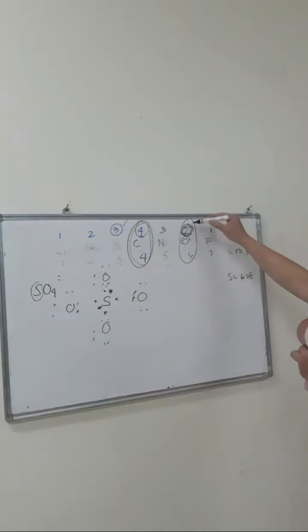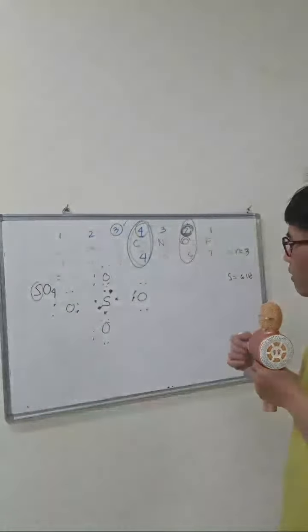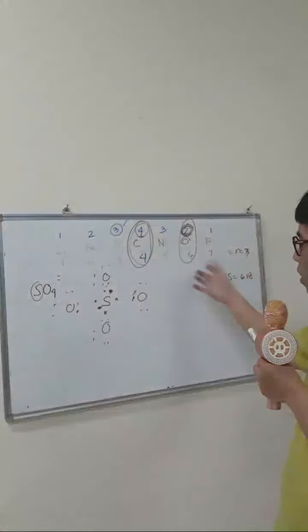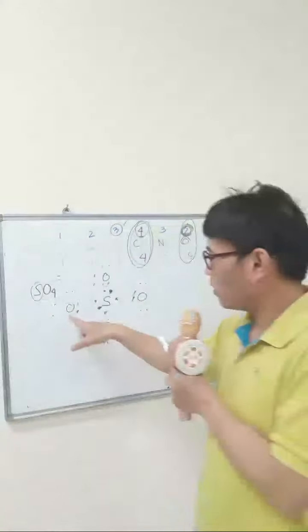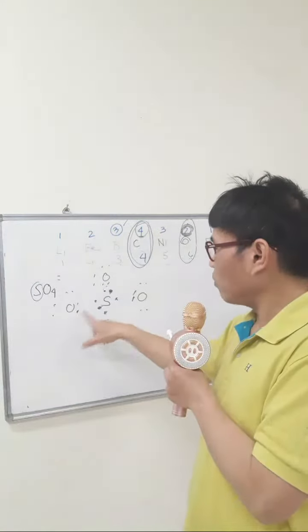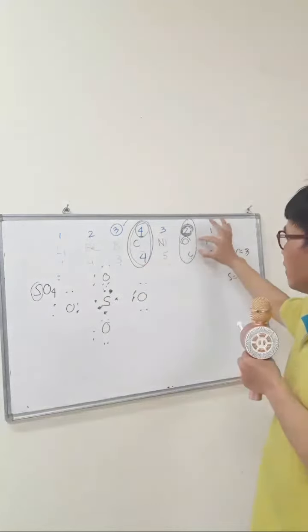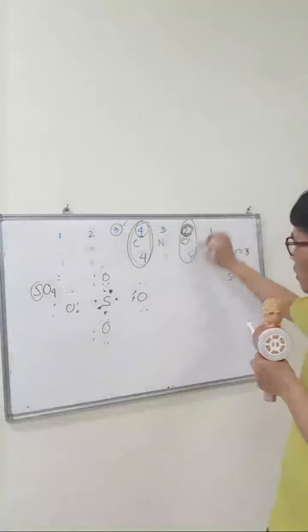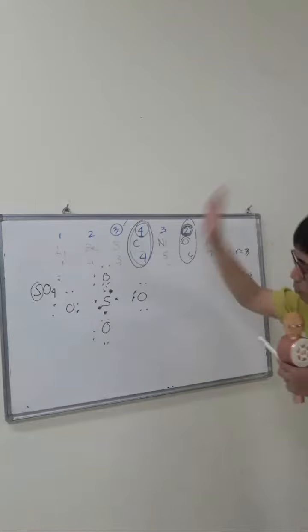Oxygen needs 2 bonds. Meaning to say, it needs 2 bonds with respect to the sulfur, because sulfur is the central atom. The same thing for the oxygen on the other side, and here also on the left, and on the top, each oxygen needs 2 bonds in respect to the sulfur. This means that each one follows the octet rule.